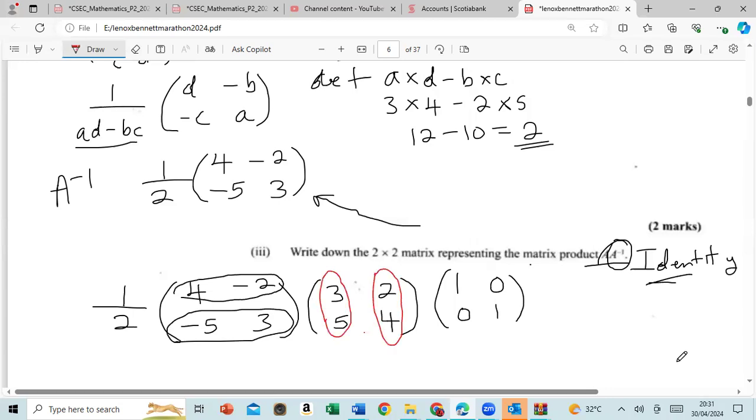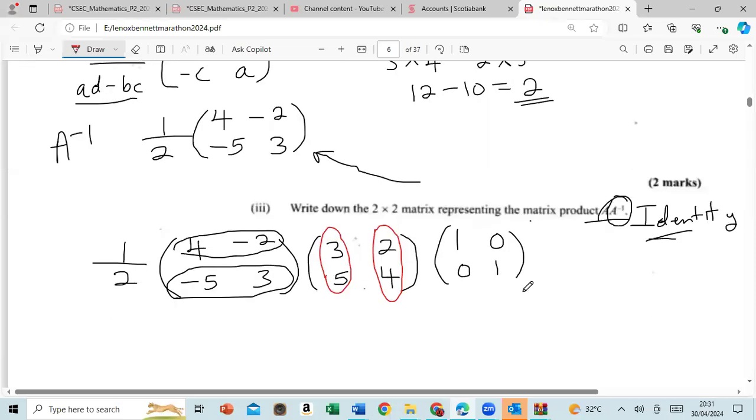Alright, so now we're just going to multiply row by column. So this is row 1, and this is column 1. And then you have column 2.